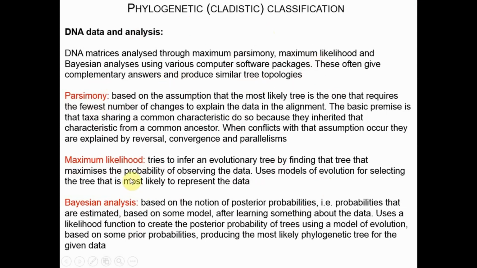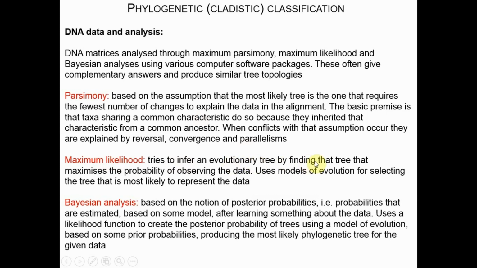And each of these has a different computer software that implements these analyses. The aim of each of these is to produce a tree that can be interpreted into a classification. So parsimony is based on what we just did. The shortest tree is the correct tree, the one with the fewest number of changes.